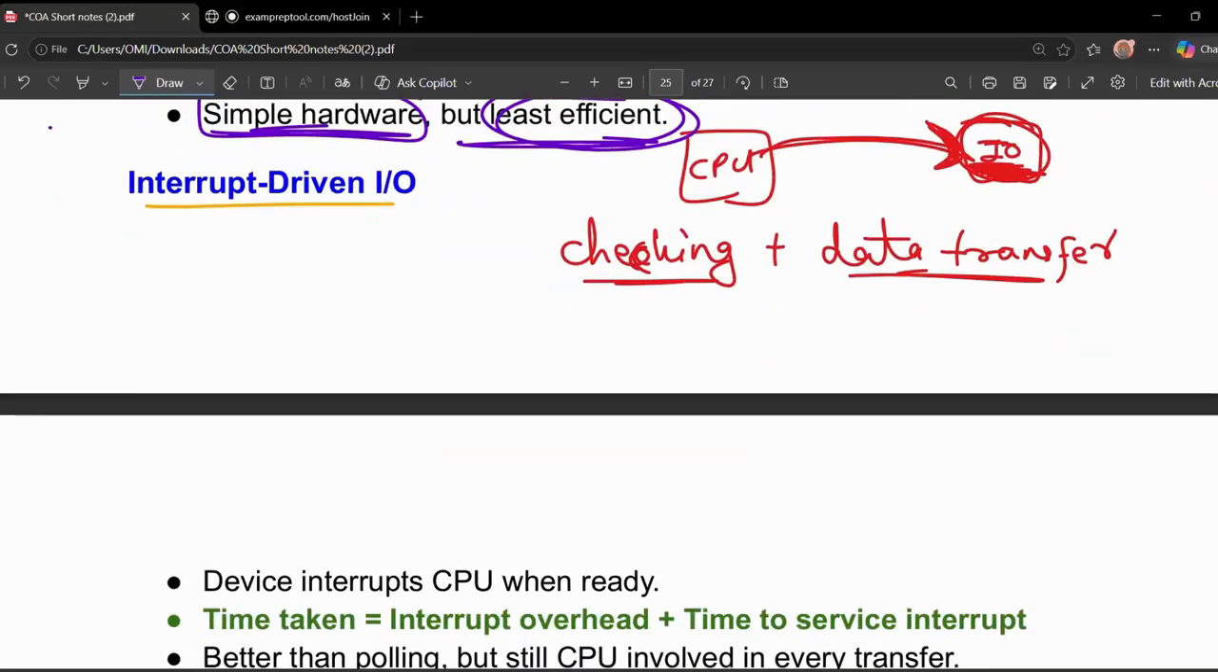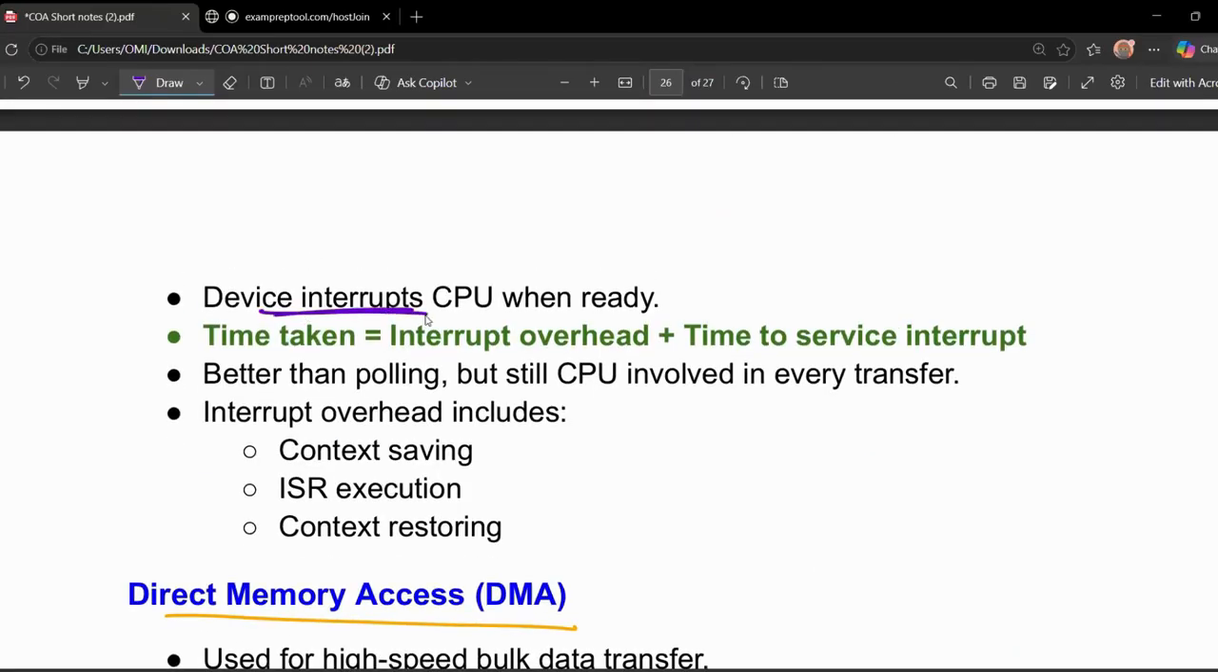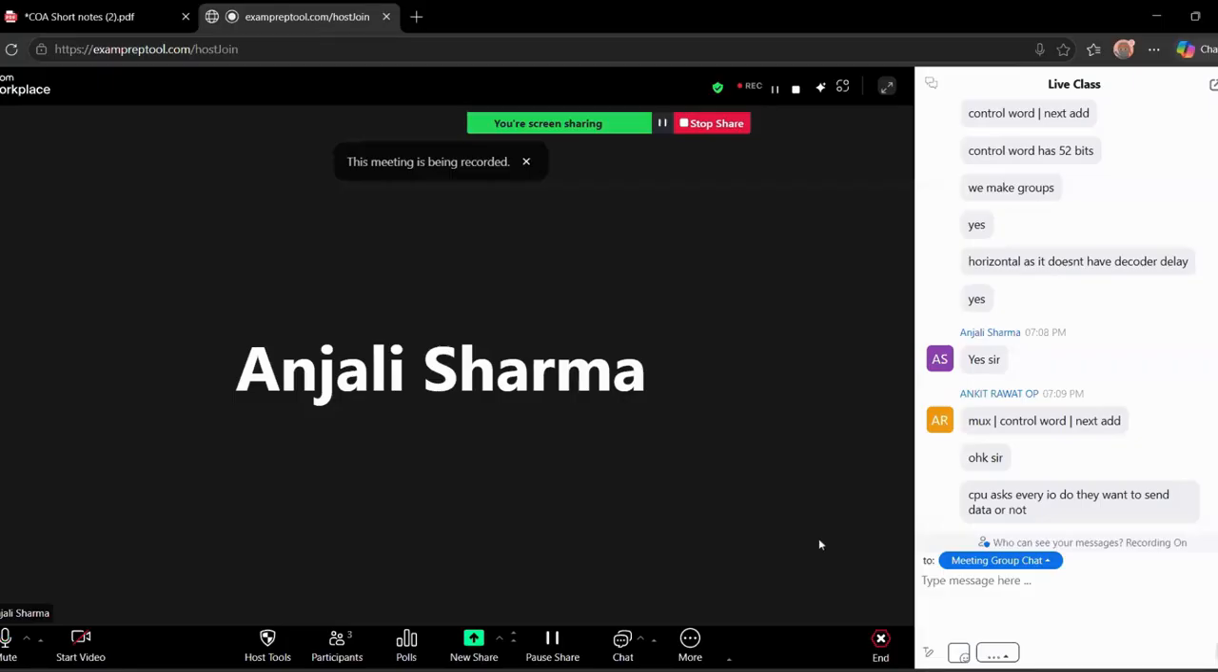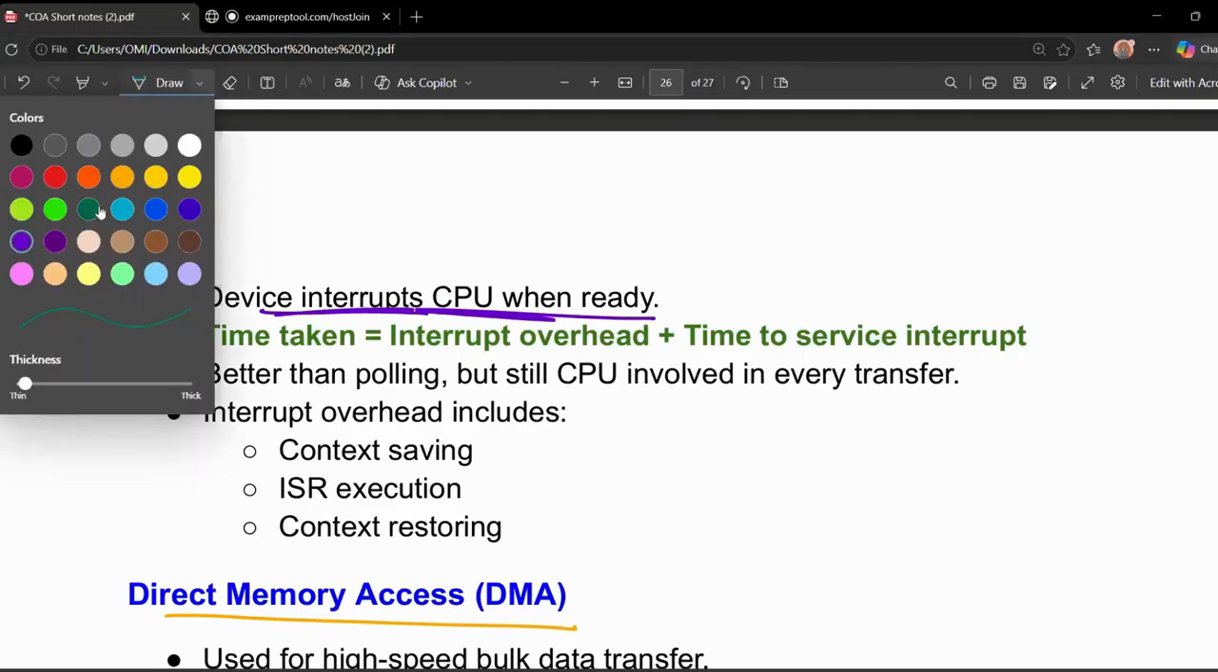To solve this problem, here comes the next method, which is interrupt driven IO. What happens here? The device will interrupt the CPU when it is ready. So the CPU doesn't have to poll, asking whether you are ready or not. Whenever the device is ready, it directly tells the CPU with the help of an interrupt: hey CPU, I am ready.